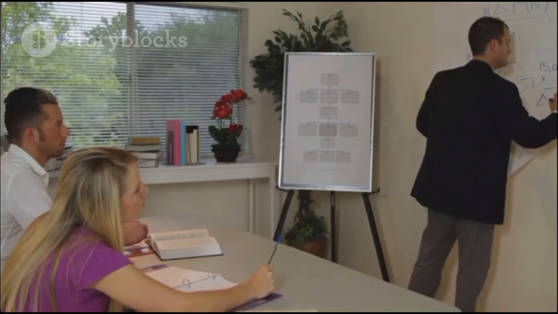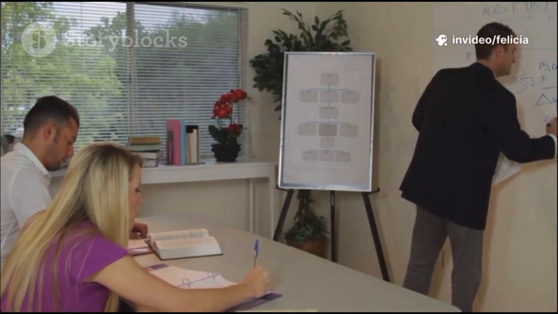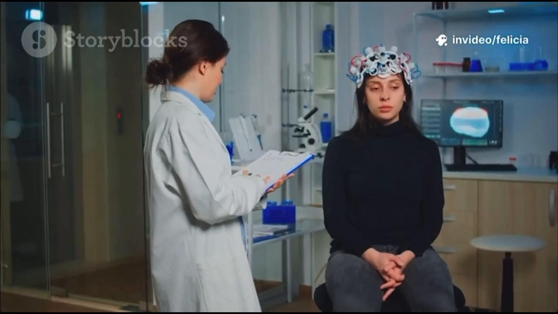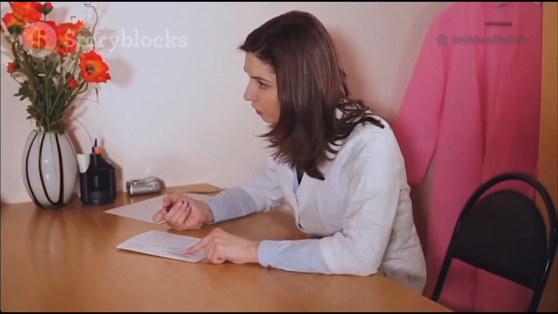Clock task: draw a clock, put in all the numbers and set the time to 10 past 11. Word recall: read 5 words, immediate repeat, then recall after about 5 minutes. Score each item per the guide. Calculate total out of 30. 26 and above is generally normal.